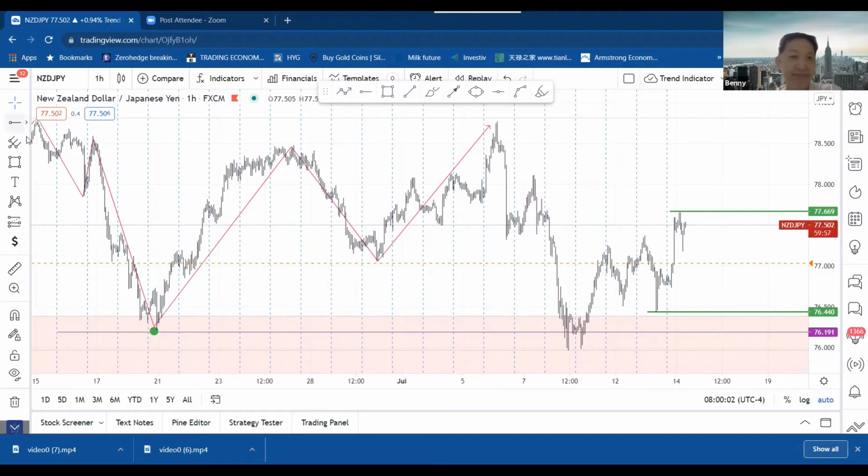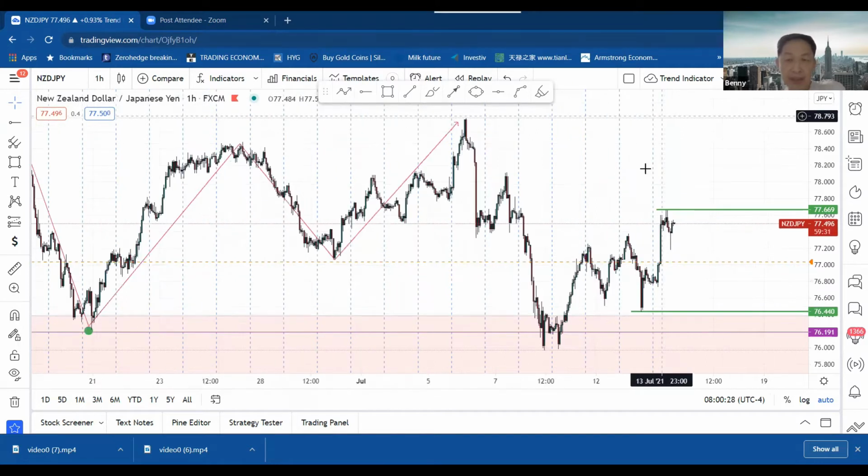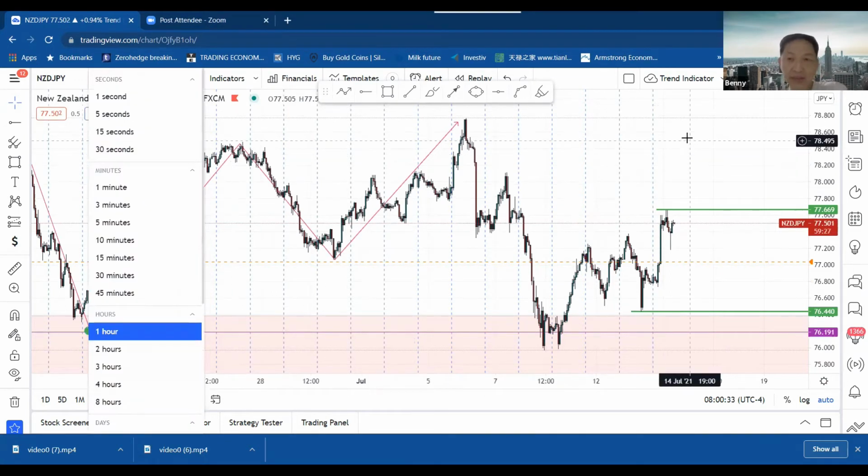Let's start. Today I only have a few currencies that I have in mind. So instead of me just talking about the currencies, I'd like to ask you what currency you are looking at right now, and we'll look at it together. Now, the first pair in my mind is New Zealand yen. Can you guys see my chart?